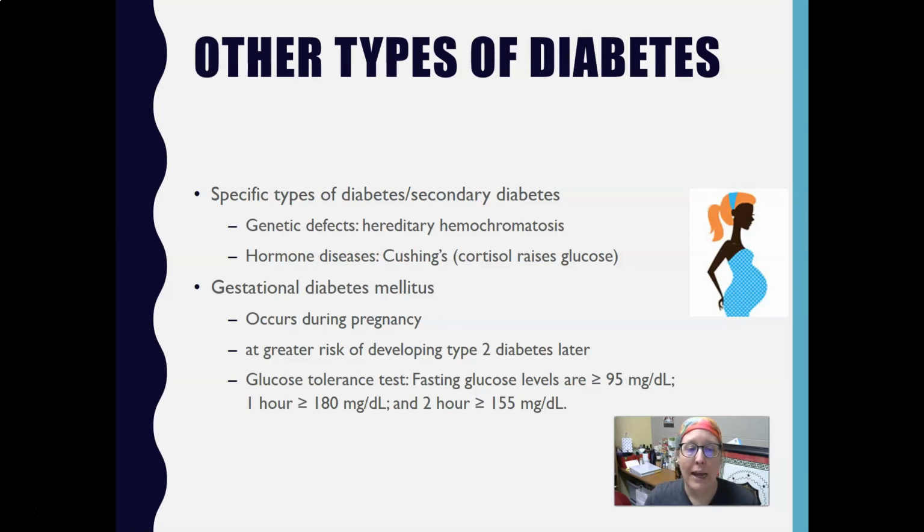And then of course you have gestational diabetes, which occurs during pregnancy. If you develop gestational diabetes, which is having high blood glucose while you're pregnant, you are at a greater risk of developing type 2 diabetes later. Usually, after you deliver the baby, things go back to normal, but you could develop type 2 diabetes later. So they do a glucose tolerance test for the pregnant mamas. If the fasting glucose level is above 95, the 1 hour post-dose is above 180, or the 2 hour is above 155, they're considered to have gestational diabetes.